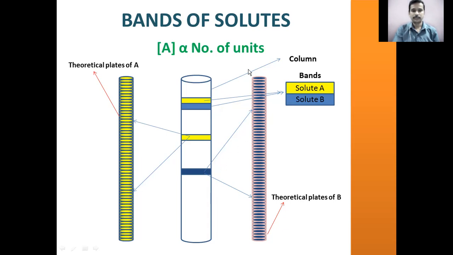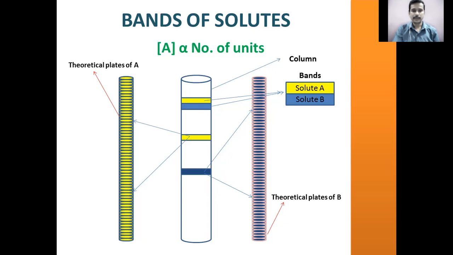Or the density of the plate will also be less if the concentration is less. If the concentration is more, the density of the band will also be more. So now you have come to the conclusion that in a chromatographic column, solutes are separated based on the formation of their own bands with respect to their relative affinities towards the stationary phase.